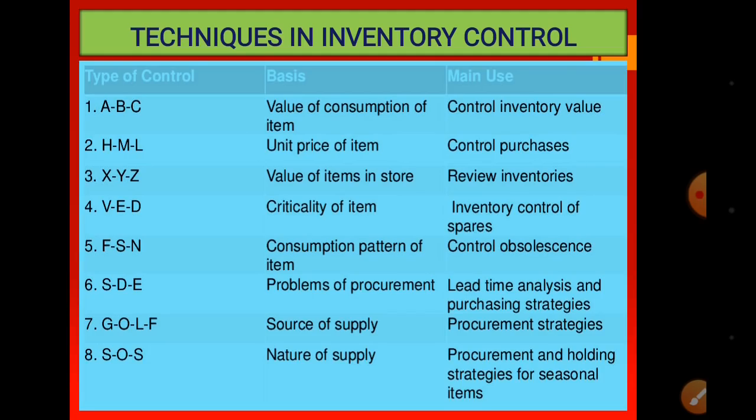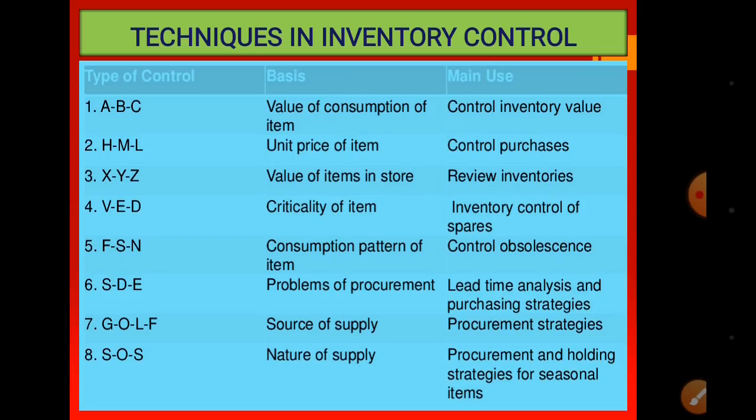Now there are three columns. At first there is type of control, next there is basis of control, and next there is the main use of this type. At first there is ABC type of control. It is done on the basis of value of consumption of items, and the main use is to control inventory value.